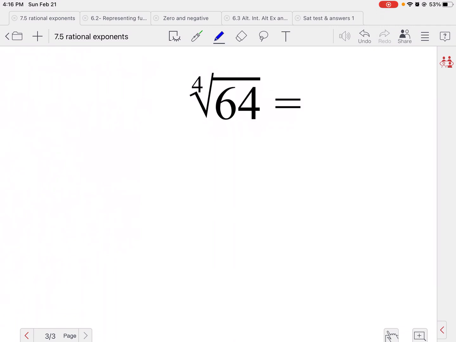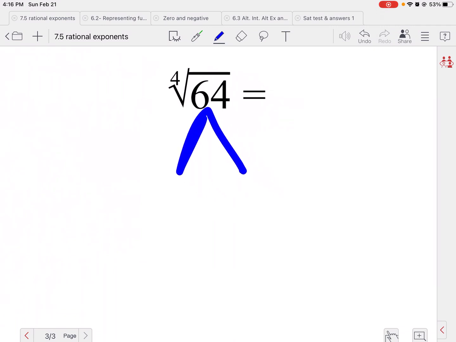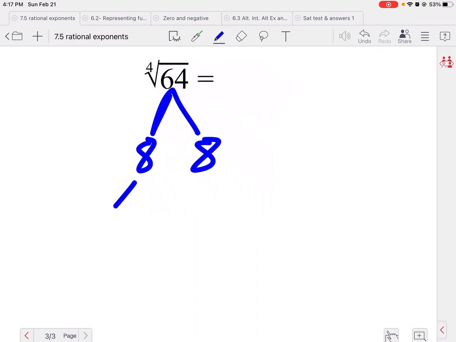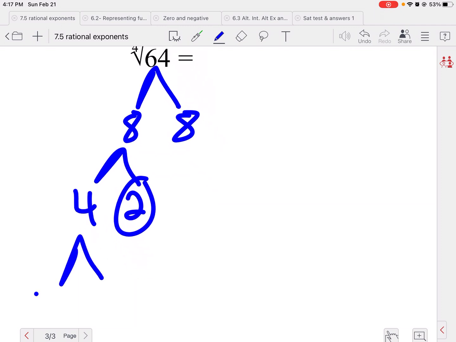Now, this is a 4th root, so I need 4 buddies. So I'm going to go ahead and break down 64. Well, I know 64 is 8 times 8. Well, I know 8 is 4 times 2, and 2 is prime. And then I can break down this 4 to be 2 times 2.